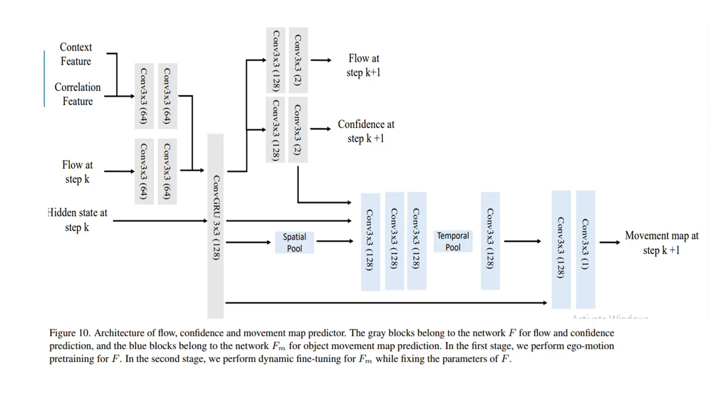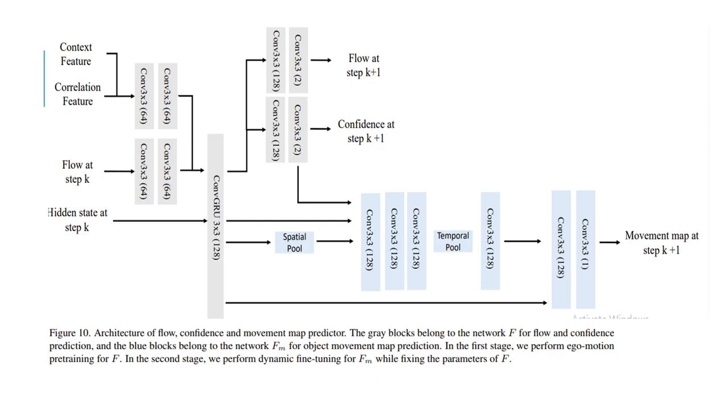of the flow, confidence and movement map predictor. Here the gray blocks belong to the network F for flow and confidence prediction, and the blue blocks belong to the network FM for object movement map prediction. In the first stage we perform ego-motion pre-training for F. In the second stage we perform dynamic fine-tuning for FM, while fixing the parameters of F.